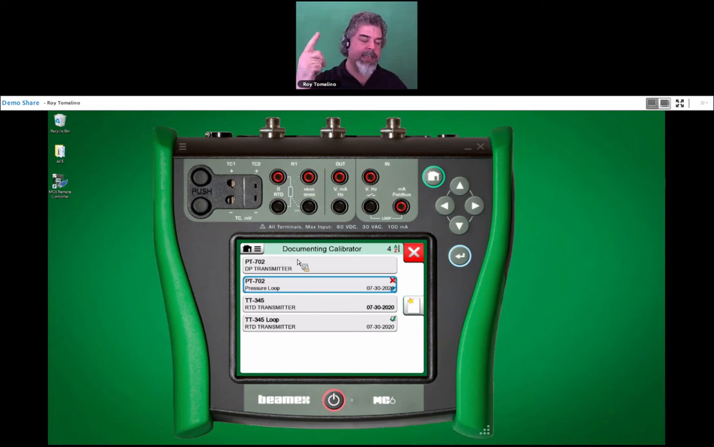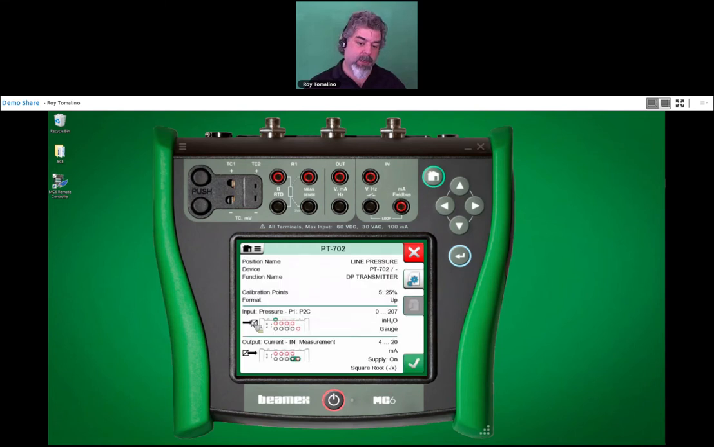So troubleshooting-wise, my next thing to look at is I'm going to do a calibration on the transmitter itself. I've got that preloaded. It's right here. It's really easy to load a calibration from your calibration software, a test for the transmitter and a test for the loop, and you run the ones that you need to. Let me run the transmitter test.